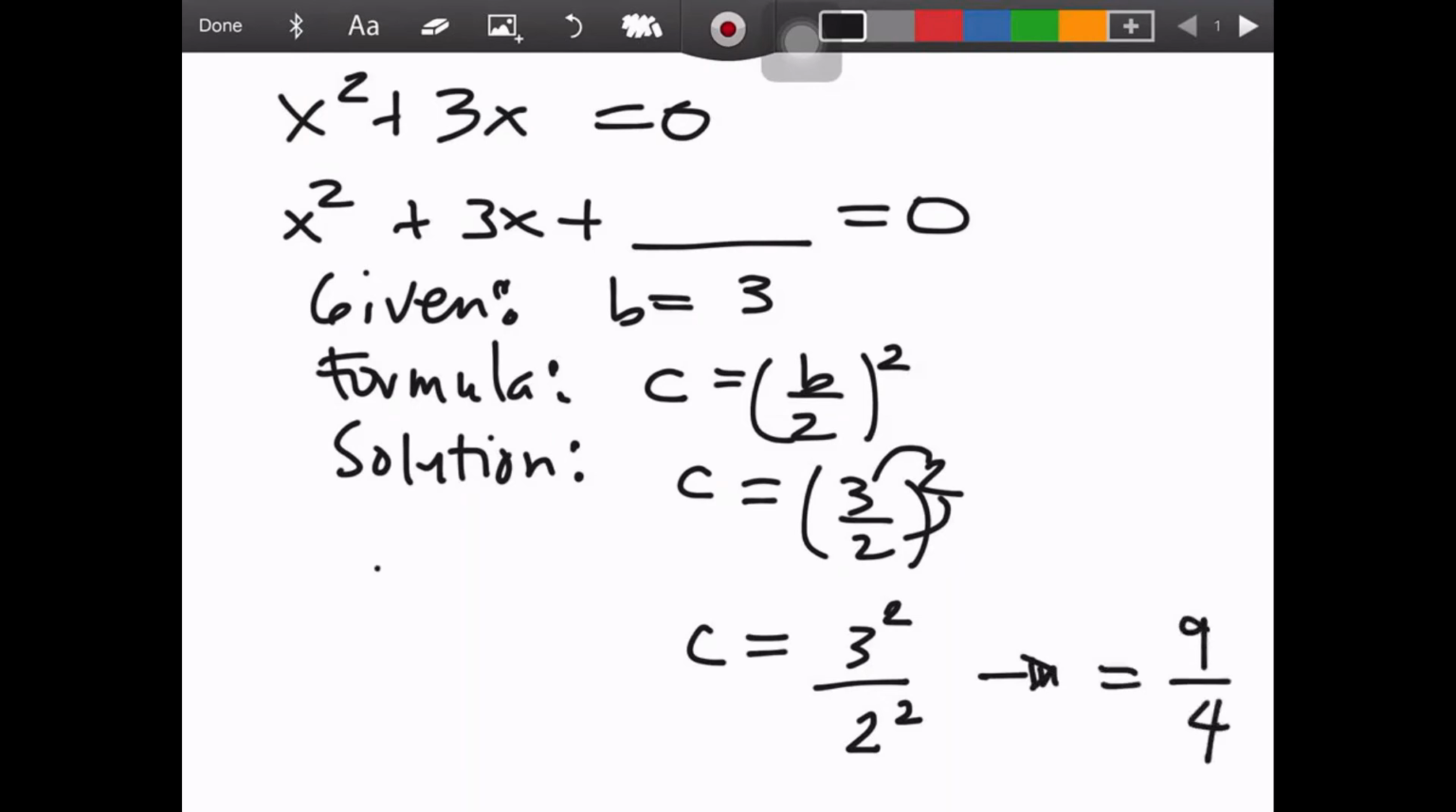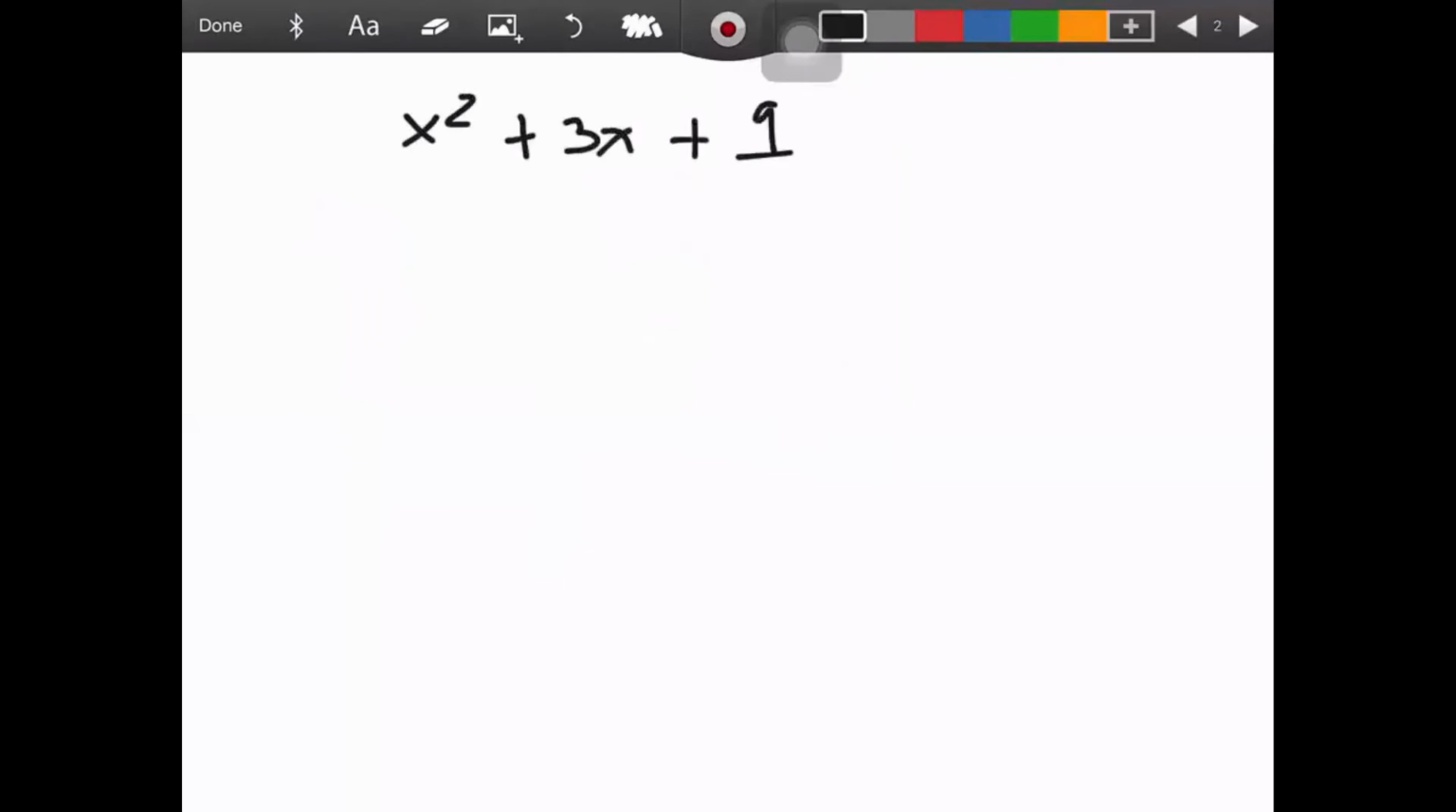Therefore, our given third term is 9 over 4. Since we add 9 over 4 here, we need to add 9 over 4 on the other side as well. So therefore, this is the process of completing the square. Now, in terms of our next step, let us just rewrite it. We have x squared plus 3x plus 9 over 4 is equivalent to 9 over 4.